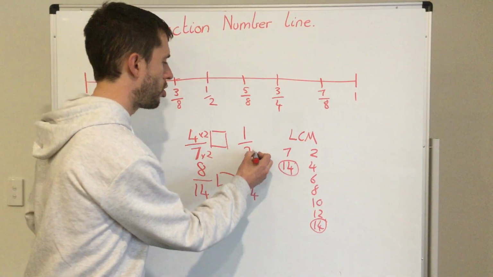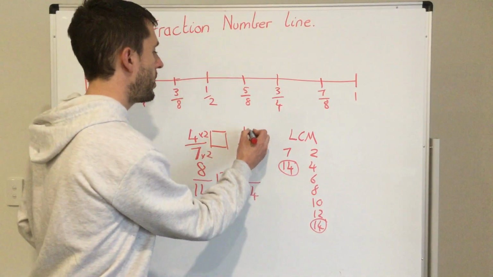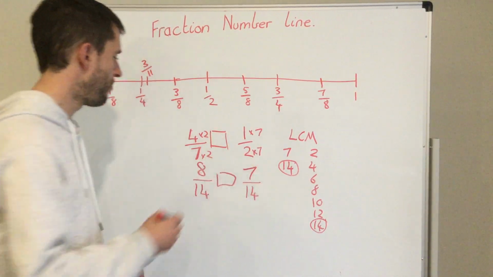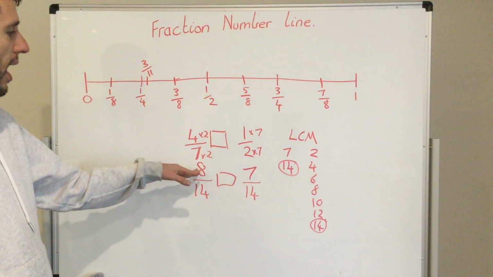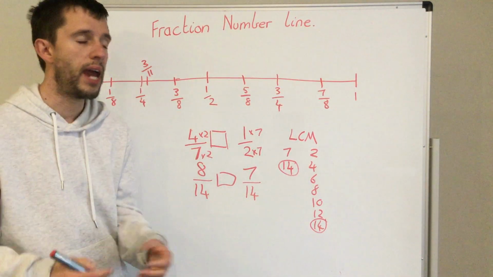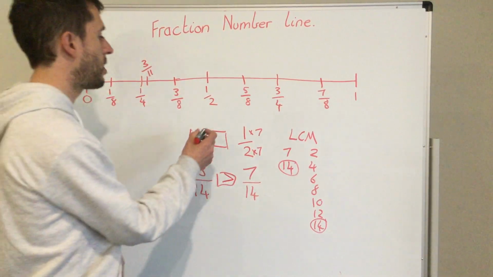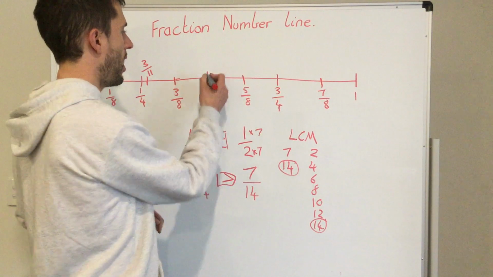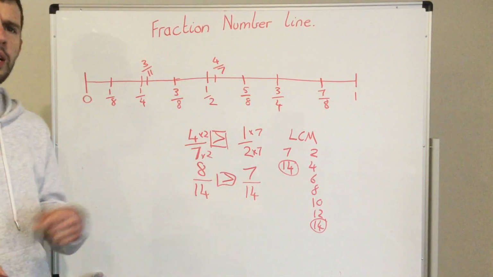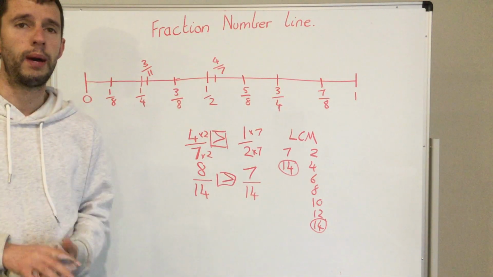What did I times 2 by to get to 14? I times it by 7, which means I have to times the numerator by 7 as well. So 1 times 7 is 7. Straight away I can see that 8 parts is bigger than 7, and they are the same size now, so I can compare. Which means 4 over 7 is bigger than a half. So I'll put 4 over 7 right here.